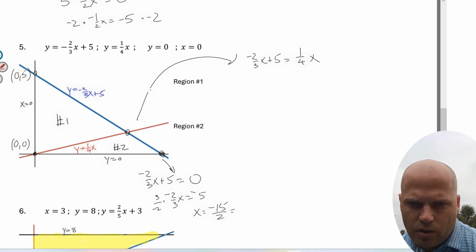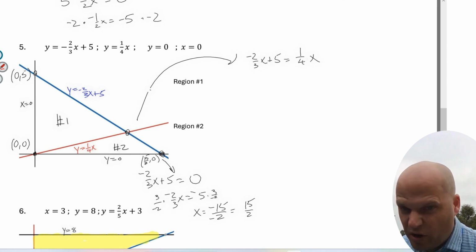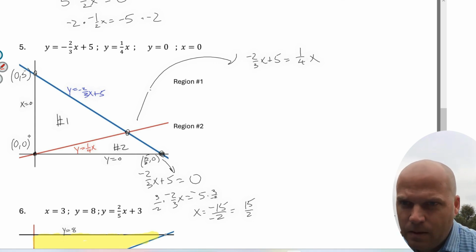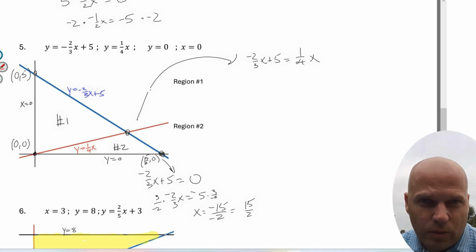Times 3 divided by negative 2 times 3 divided by negative 2. So 15 halves. If you want to change it into 7.5, that's great. But I wouldn't. You don't have to. We'll just embrace that. We got this one.